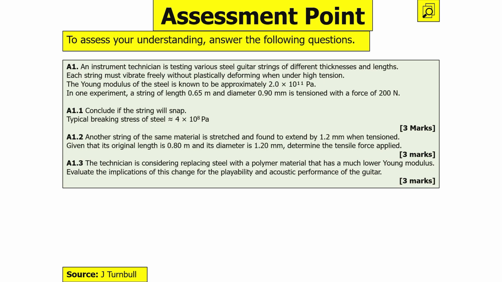In one experiment, a string length of 0.65 meters and a diameter of 0.90 millimeters is tensioned with the force of 200 newtons. Conclude if the string will snap. The typical breaking stress of steel is 4 times 10 to the 8 pascals.